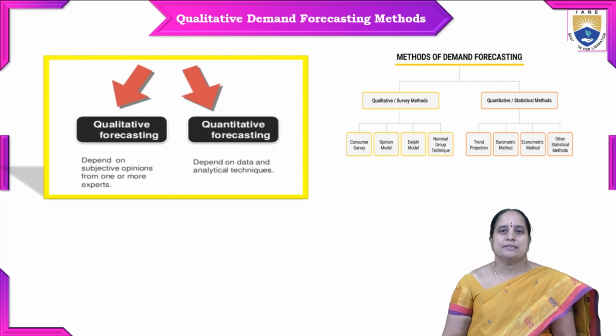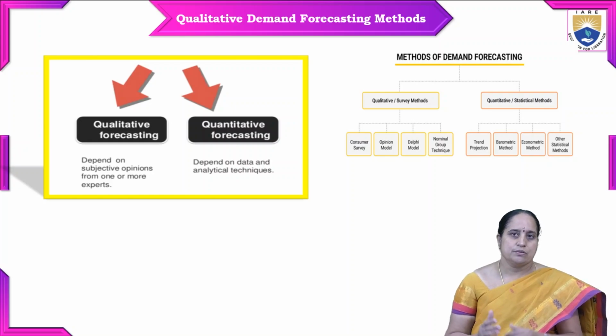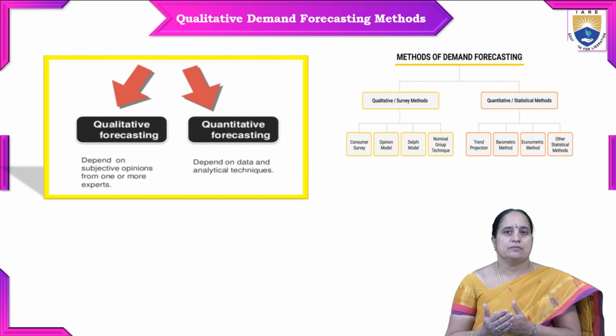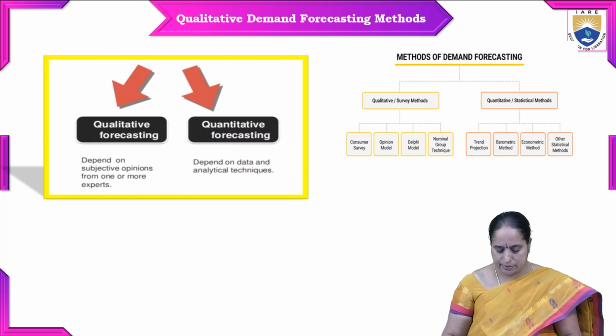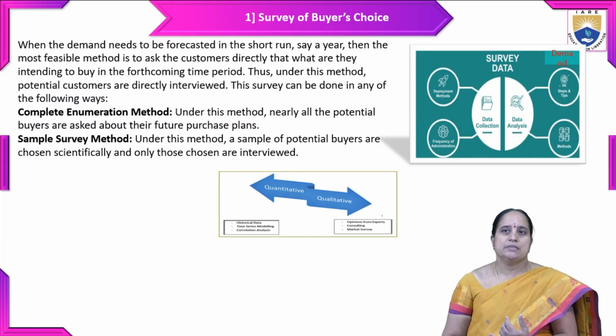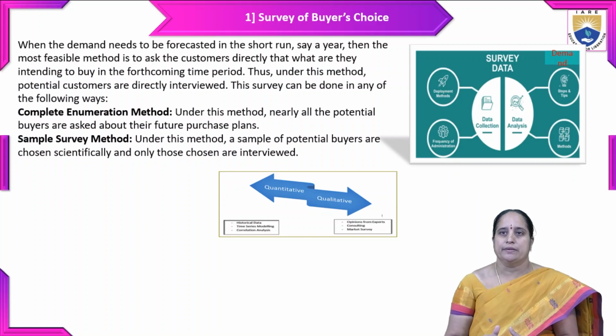Then coming to the qualitative demand forecasting. Qualitative forecasting means subjective opinions from one or more experts. When we are talking about opinions or perceptions, people may have different opinions and different perceptions. Whereas quantitative is dependent on data and analytical techniques. The first one is survey of buyer's choice. When the demand needs to be forecasted in the short run, let us take 1 year, then the most feasible method is to ask the customers directly what they are intending to buy in the forthcoming time period.